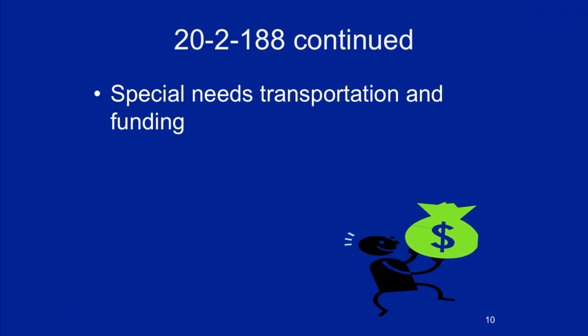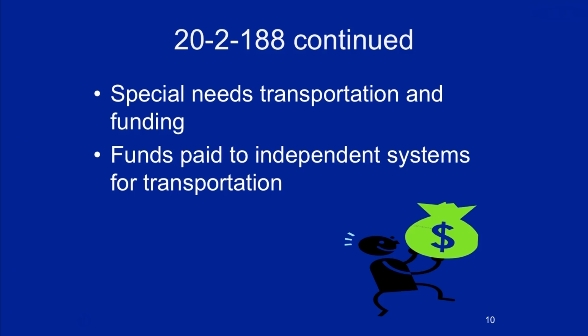Continuing on, the law talks about special needs transportation and funding. It talks about funds paid to independent school systems for transportation systems. Generally, independent school systems are going to be public school systems, usually towns. So generally a school system is going to be based upon a county, but then within counties you may have towns or cities that would set up their own school system. So that would be an independent school system. It is a public school system, and again, we still talk about those under the law.